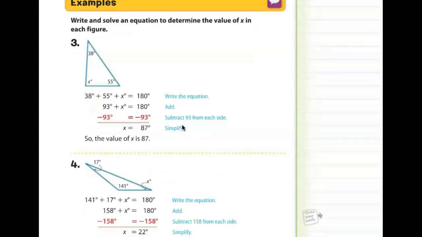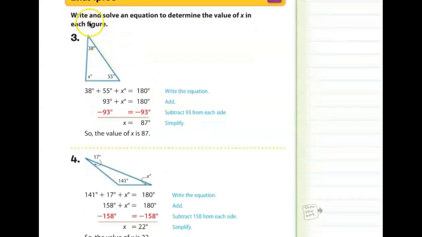Okay, now, so this first example I've done for you, it says to write and solve an equation to determine the value of x. So if you have 38, 55, and x, we know that all three of these things together equal 180, so that's what we write. 38 plus 55 plus x equals 180. So we combine 38 plus 55 and we get 93. We subtract 93 from both sides, the subtraction property of equality. We end up with x by itself, and 180 minus 93 equals 87. Pretty straightforward. These are things we've been practicing for a while now.